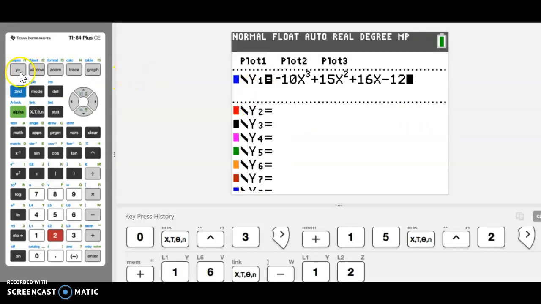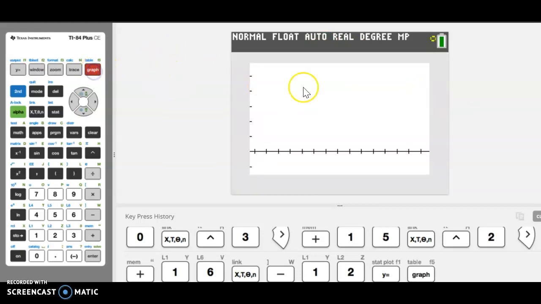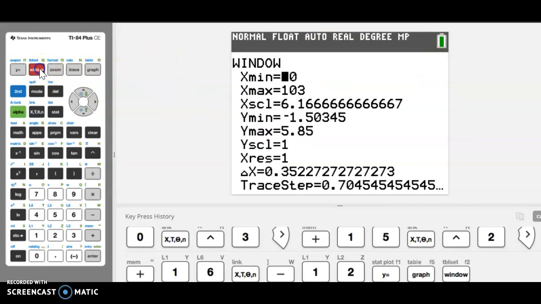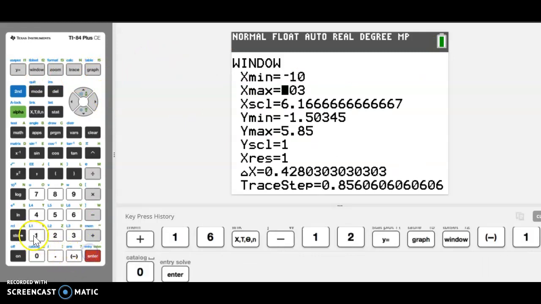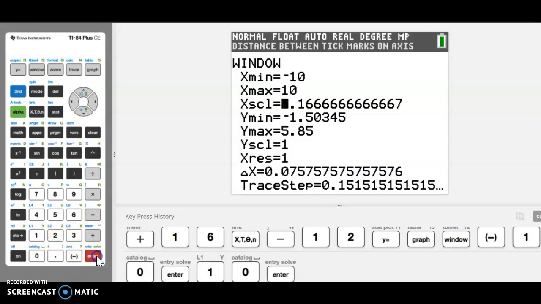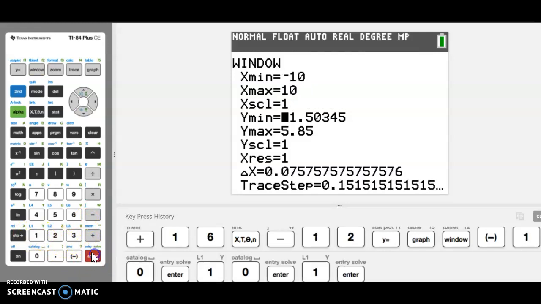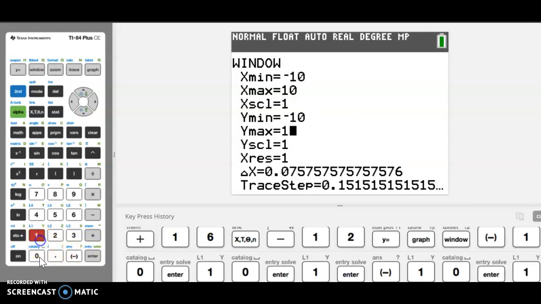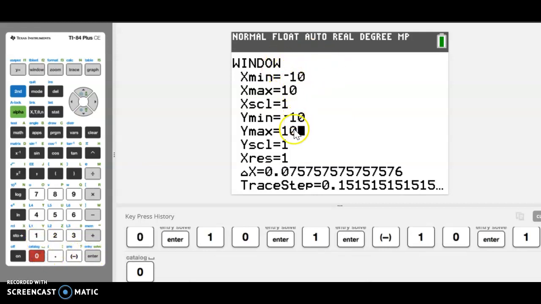So I pull up my calculator. I go to y equals, and I type in my equation. This is the equation that we're looking at, trying to find the zeros. And then I'm going to graph it. If I can't see it, it's because my window is a little off. So I always make my windows -10s for the mins, 10s for the maxes, and then the scale, I just make them 1. So my mins are -10, my maxes are 10, and the scales are 1.